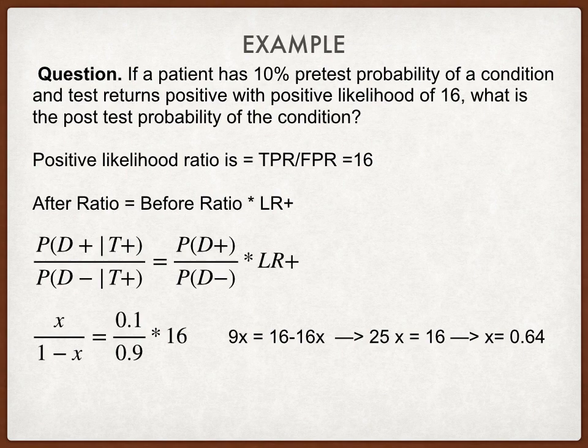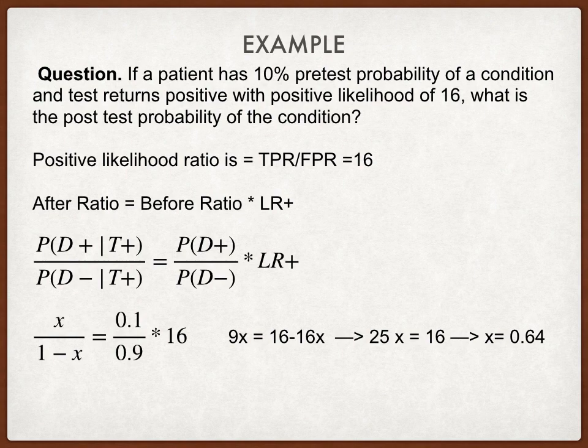So the probability of the condition existing given the test is positive over the probability of the condition not existing given the test is positive is equal to the probability of the condition existing over the probability of the condition not existing, multiplied by the positive likelihood ratio. Okay, so this is what's being asked in the question. The post-test probability of the condition. This is what we need to find.